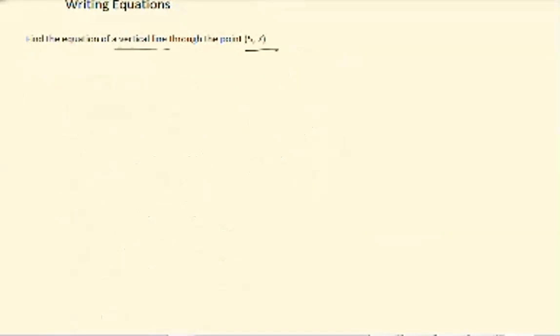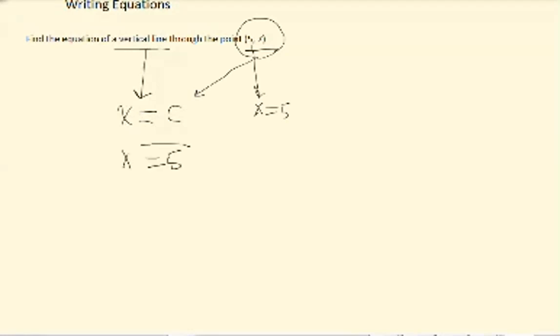Now, for this problem, you have to come to this problem with the knowledge that a vertical line has this form: x equals a constant. So c will be a constant. Now, if this point is going to be on this line, then whatever x value is here, that's what the x value always has to be, since it's a vertical line. So we know that x must be 5, and that's all there is to it.